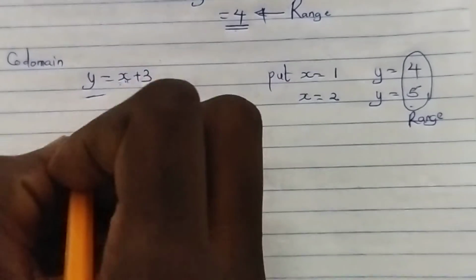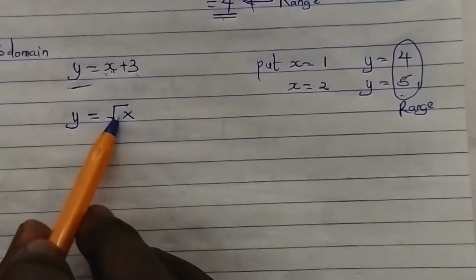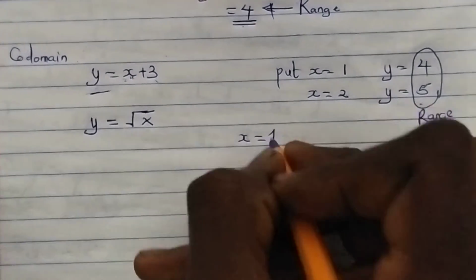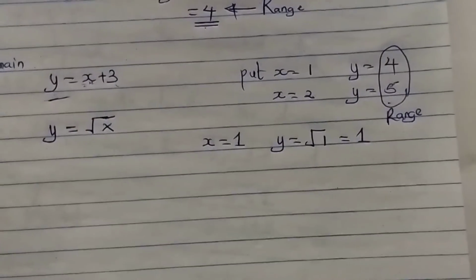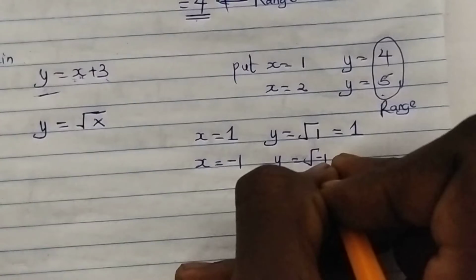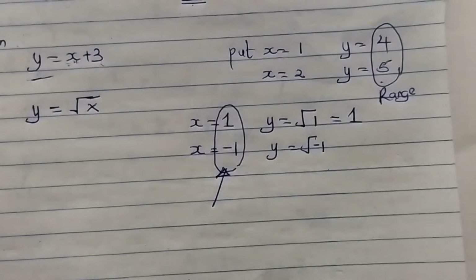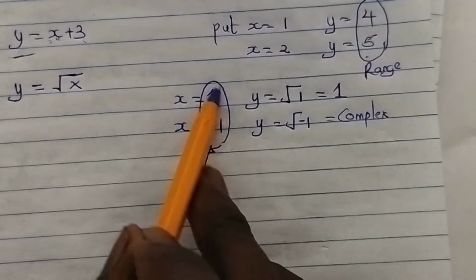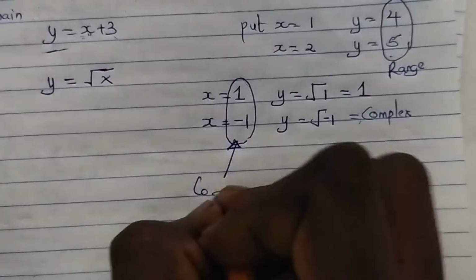For example, let me use a definite example that is going to show the distinction well. When we work with y is equal to root of x, we are having a value of x is equal to 1, and our value of y when we substitute is root of 1, which is 1. Then when we choose a value of x equal to -1, our y is root of -1. And I'm saying these values of x, whether they are going to give us a real value of y or they are not going to give us, we call them codomain.